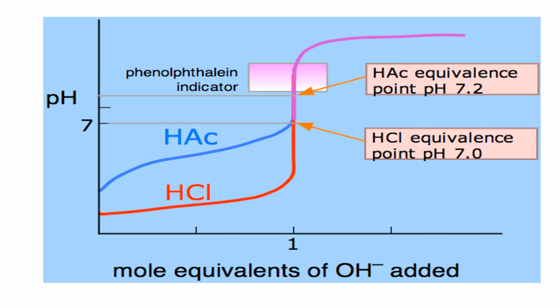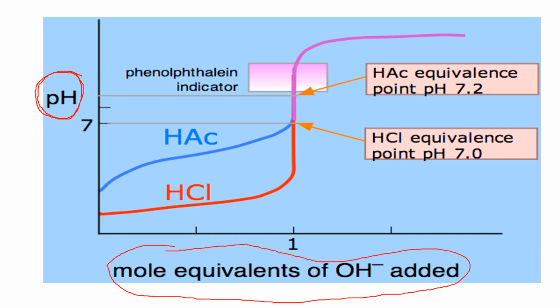This curve is known as titration curve, right? And this curve is related to the selection of indicator. In the y-axis is the pH of the solution kept inside the conical flask, and in the x-axis is the base which is kept in the burette. So pH versus strength of base is known as titration curve, right?